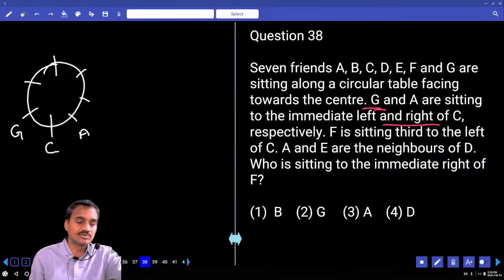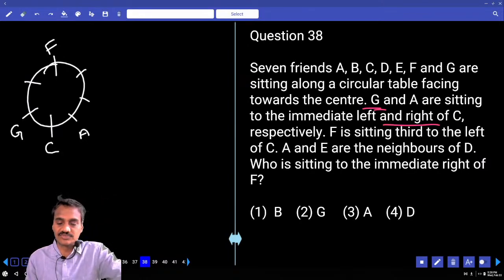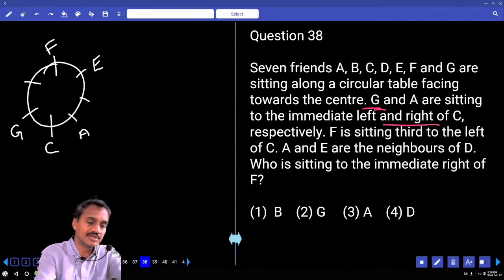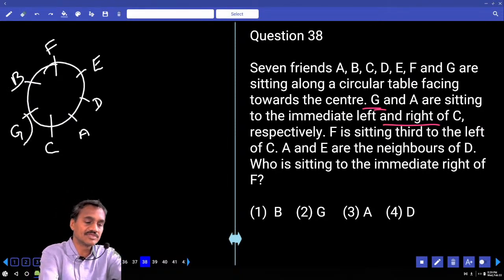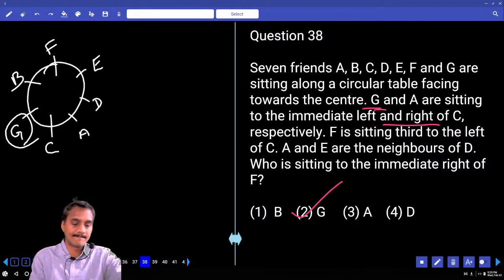F is sitting second to the left of C. F is second to the right of C. A and E are immediate neighbors of D. Who is the person left over? B. Then who is sitting second to the right of F? G. That is choice 2, question number 38.